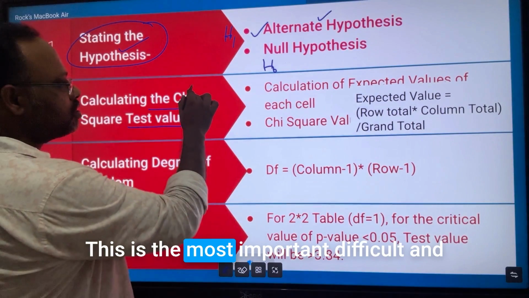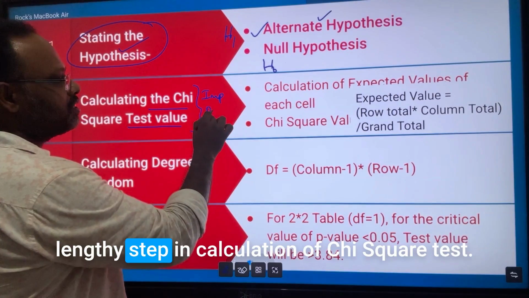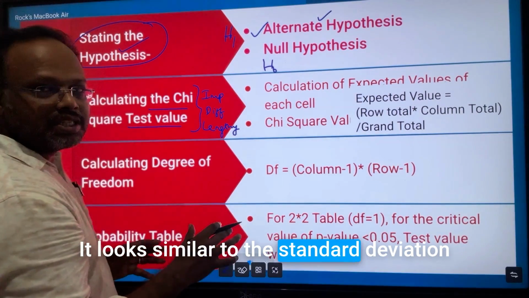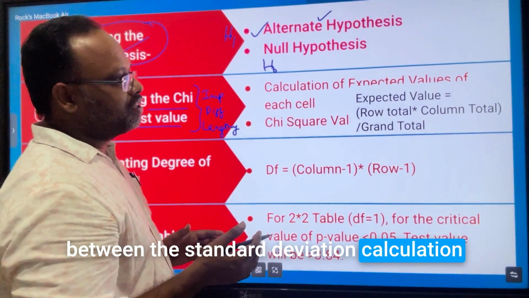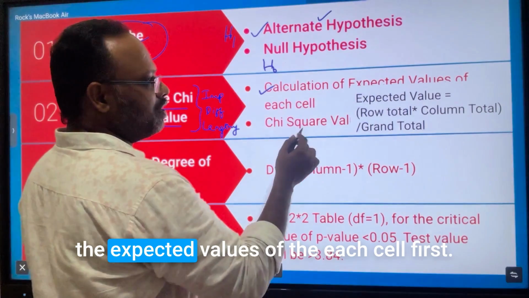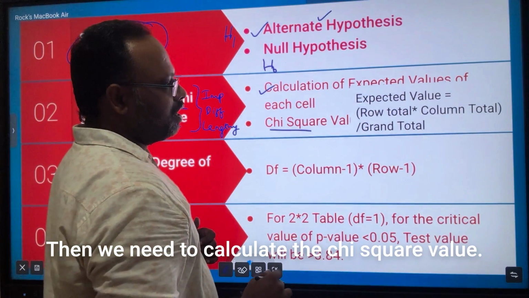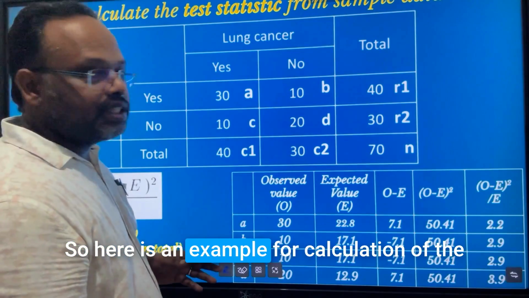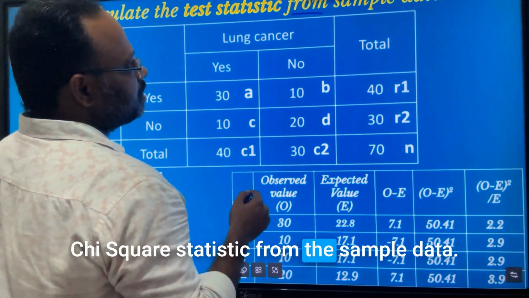Then the second step is the calculation of the chi-square value. This is the most important, difficult and lengthy step in calculation of chi-square test. It looks similar to the standard deviation calculation. So you should not confuse it with the standard deviation calculation formula, but here it is the calculation of the expected values of each cell first. Then we need to calculate the chi-square value. So how are we going to do this? So here is an example for calculation of the chi-square statistic from the sample data.